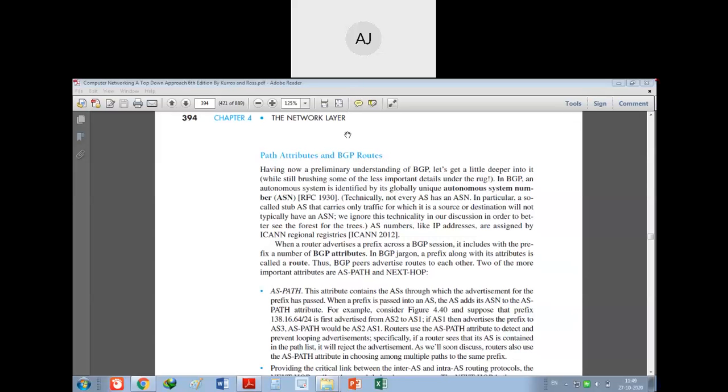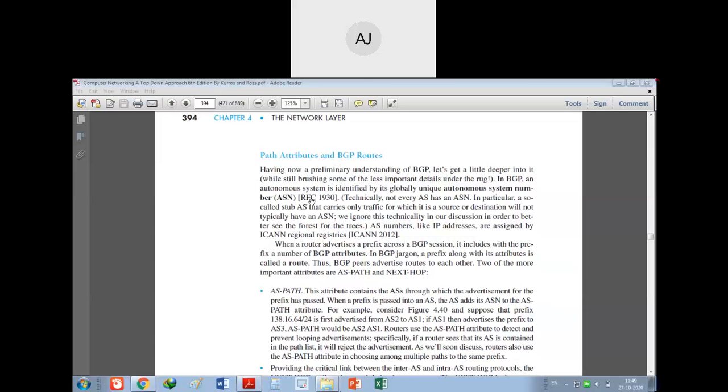Sorry, let's continue. The path attribute means, if there are multiple paths present between two systems, how are we going to make it possible to communicate and give more information? That is what the path attributes do. And what are the possible routes? We are going to get that also. So this is the topic we are going to discuss now.